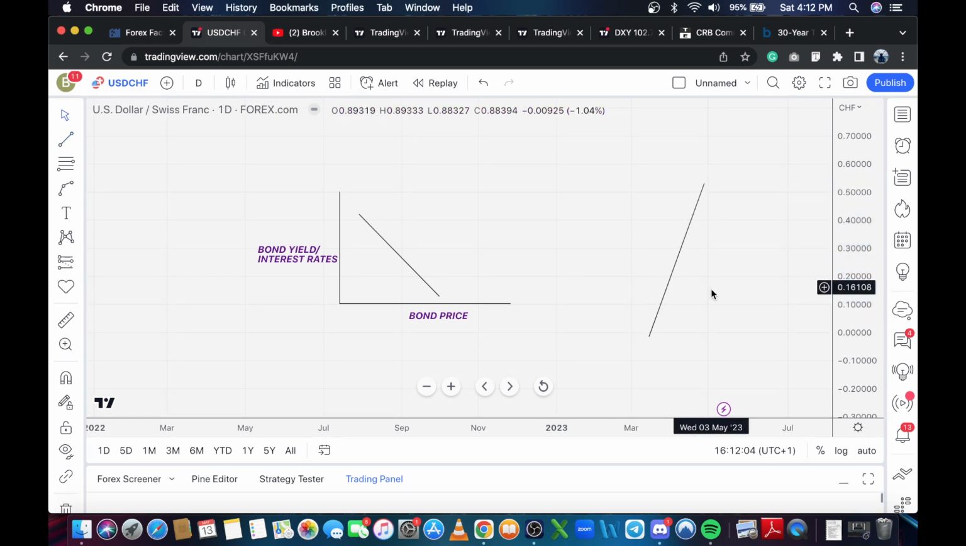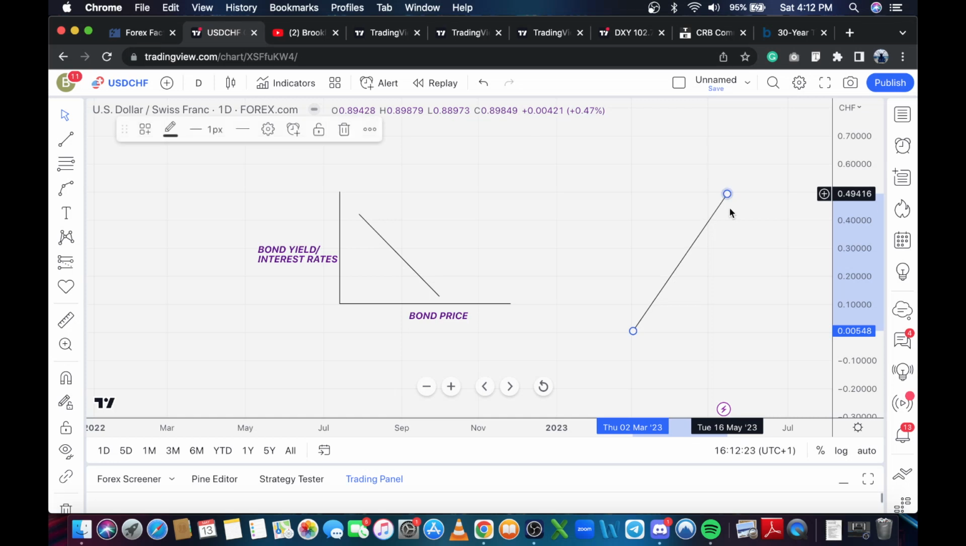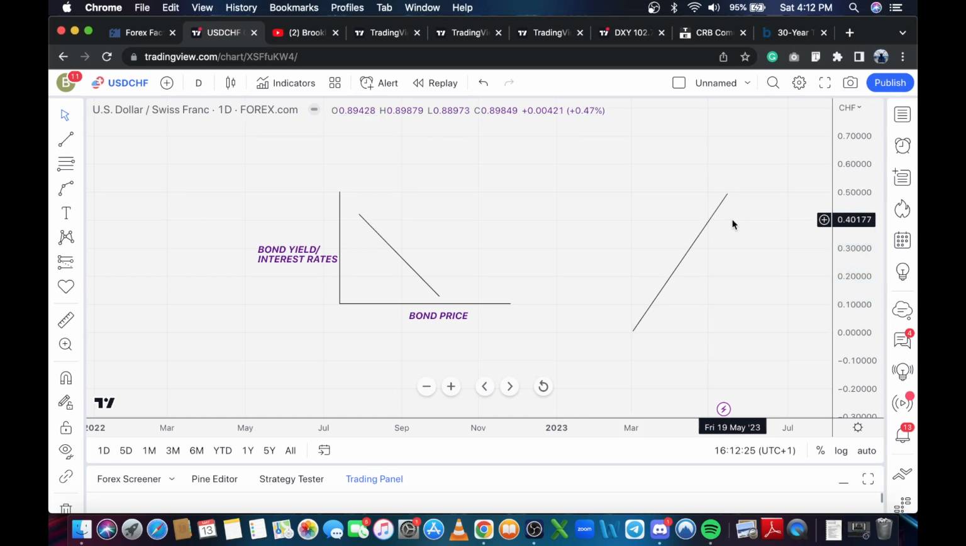Why? Well, let's explain why. Let's explain this from a fundamental perspective. The reason why is because a lot of investors look at bond prices as safe haven assets. Okay, they are safe haven investments. There's a guarantee because it's coming from the government. So there's a guaranteed return on your investment.